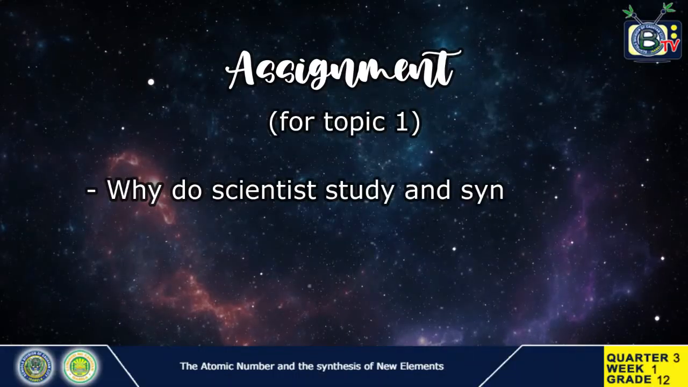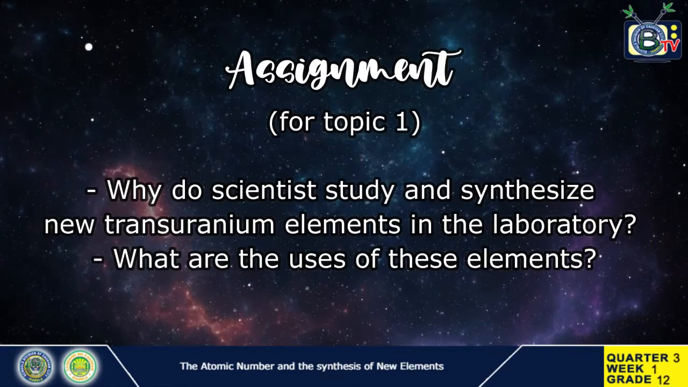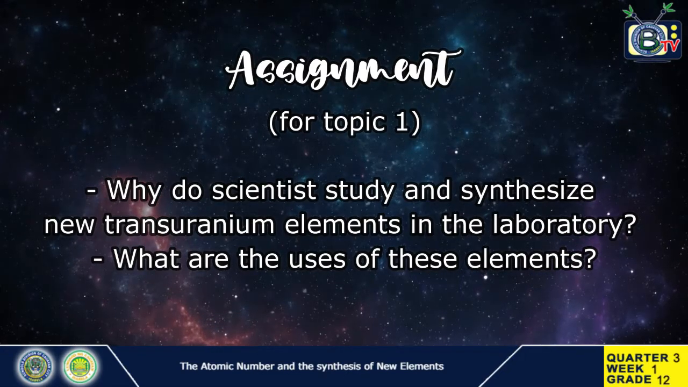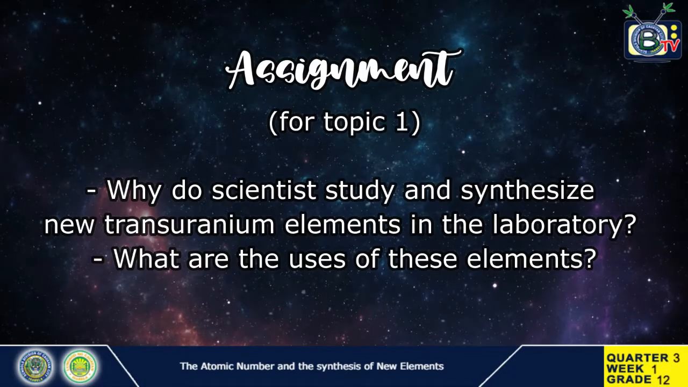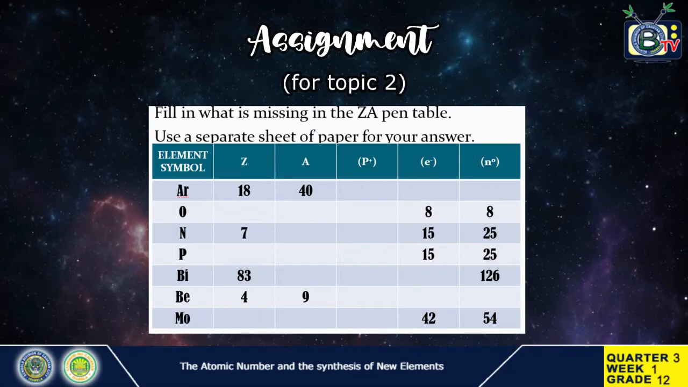So these are your assignments. Why do scientists study and synthesize new transuranium elements in the laboratory? What are the uses of these elements? Next, fill in what is missing in the ZA-PEN table.